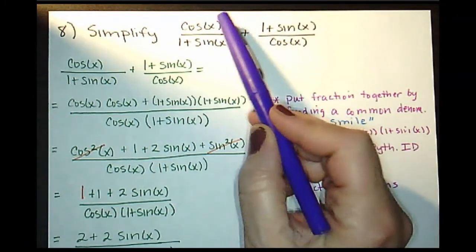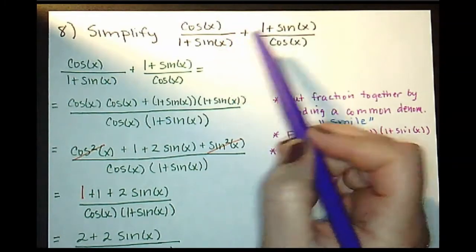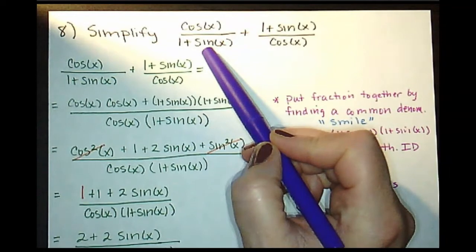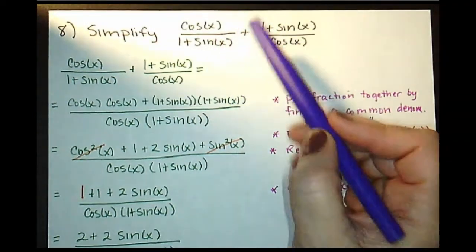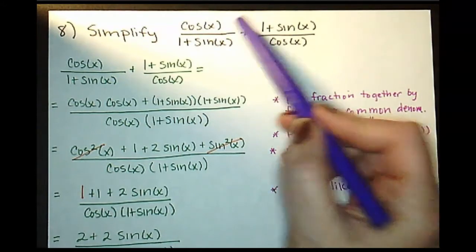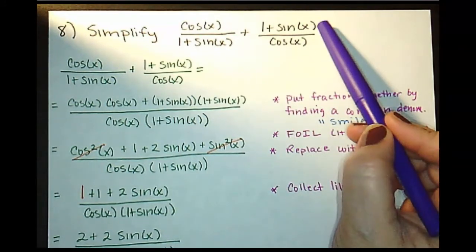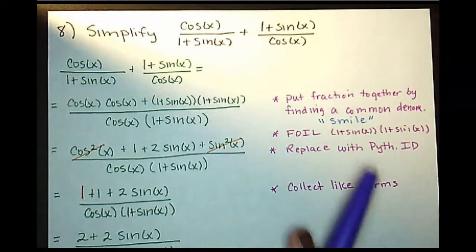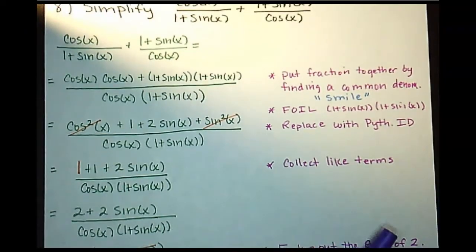You would do cosine x times cosine x, 1 plus sine x times 1 plus sine x, and then cosine x times 1 plus sine x. If you're getting a common denominator, then you would multiply the bottom and the top of this one by cosine x, and the bottom and the top of this one by 1 plus sine x. So however you need to do that to get you to this point is what you're trying to do.